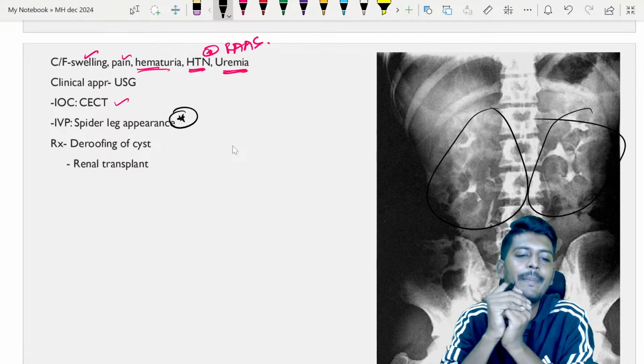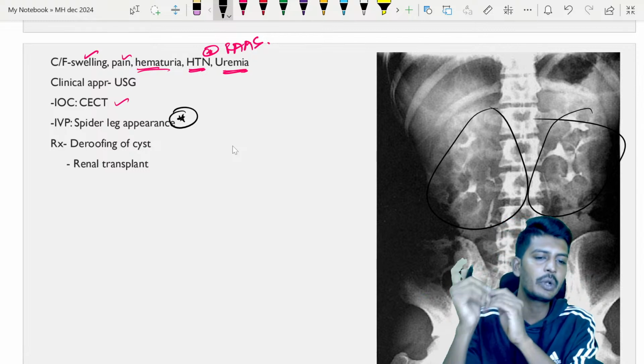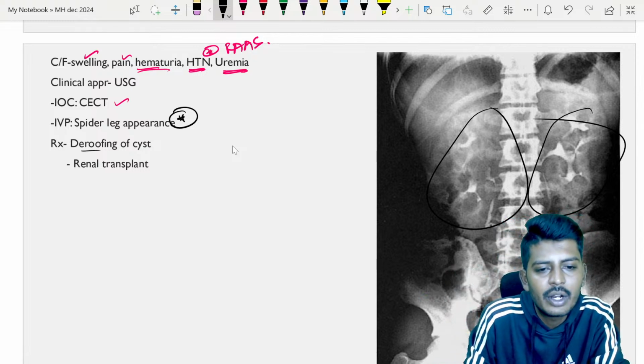And what is the treatment, my dear students? Treatment is very simple to understand. So we can go for something called deroofing of the cyst.